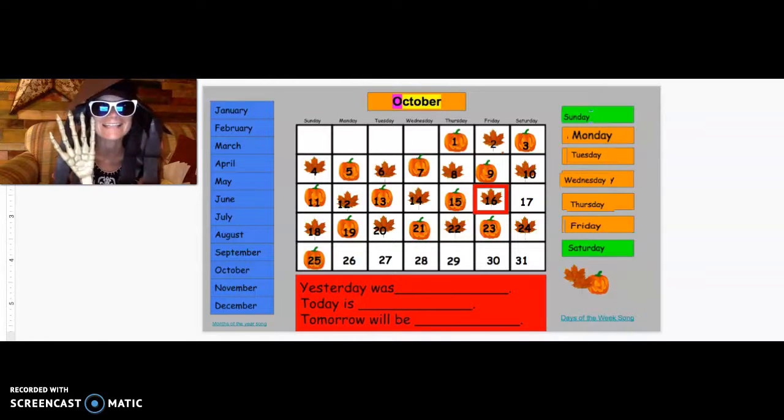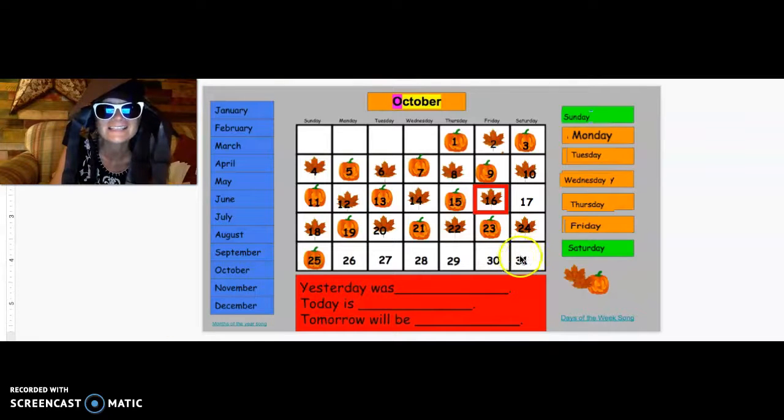All right. This is our calendar. I see that it is October. My favorite is Halloween. Halloween is this day right here. Let's figure out what day it is. Are you ready to get started? All right.